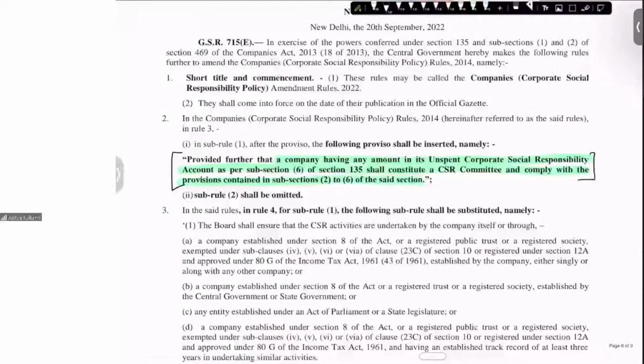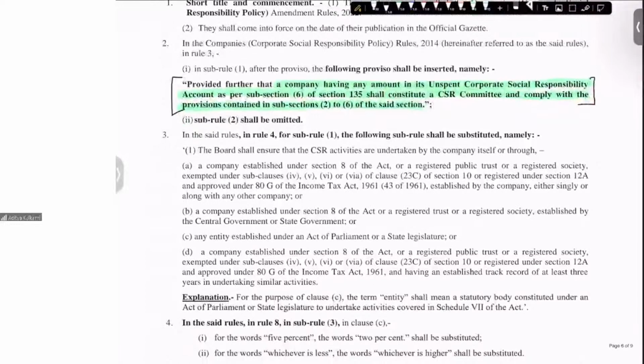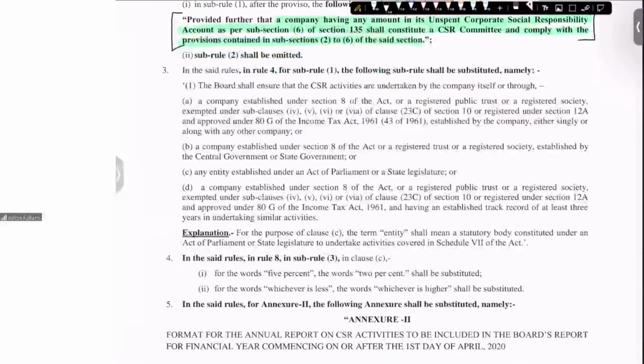Now, this is what has undergone a change. Instead of 5%, it will be, I think so, 2%.